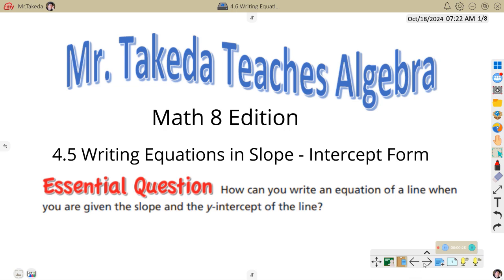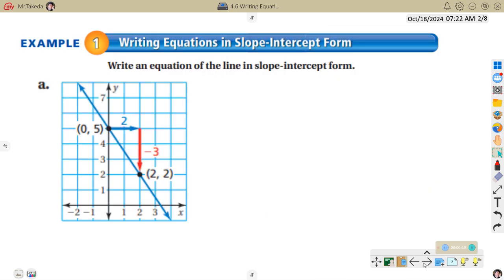So the first thing we have is an example. This is going to be a fairly easy lesson today because what do we need to write a slope-intercept form equation? We need the slope and we need the y-intercept. Hey, how easy is that? So we know slope-intercept form is y equals m times x plus b, where m is our slope and b represents our y-intercept.